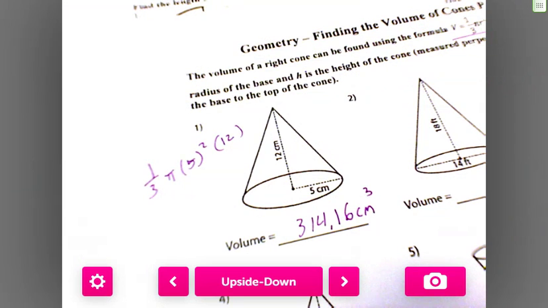Okay. Make sure you do number 10. It gives you the information. Just don't forget about it just because there's not a picture. Okay. All right. You have the rest of the hour to work on arc length and sector area homework and the volume of cones.